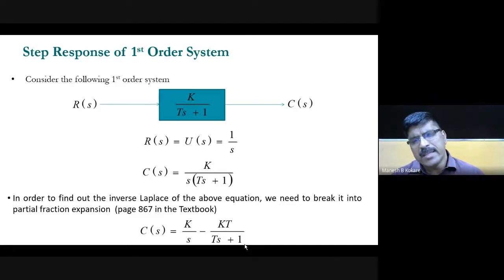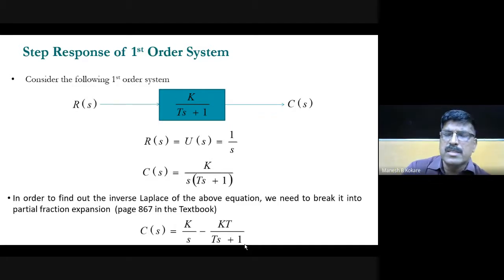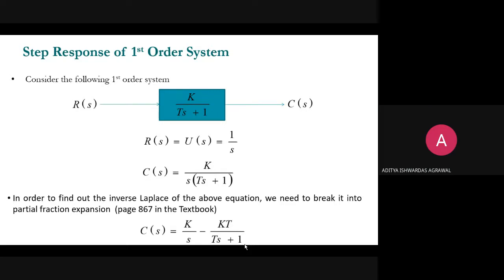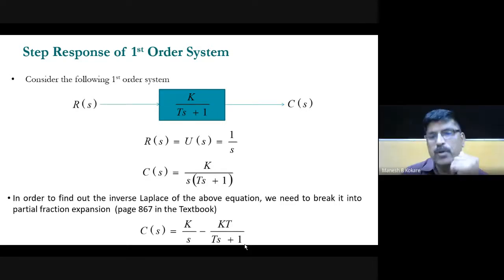Okay, I think you can take the value of K common. So if you take K common, what will be the response, C of t? It will be 1 minus e raised to the power minus small t by capital T. Very good. And K is common, right?